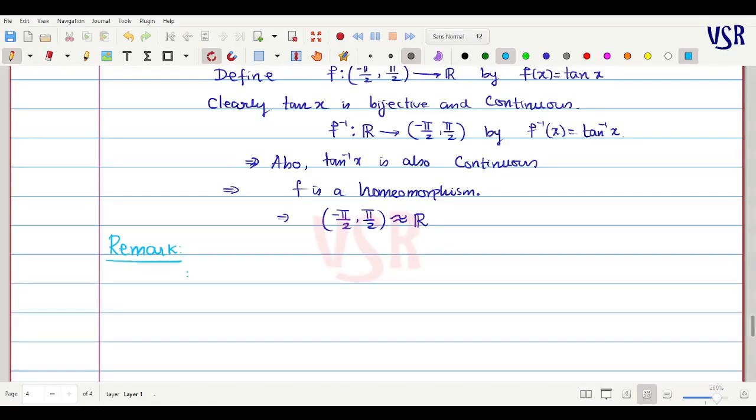We know that R is complete. We have studied complete metric spaces. R is a complete metric space, so every Cauchy sequence in R converges in R. But (-π/2, +π/2) need not be. It is not complete.